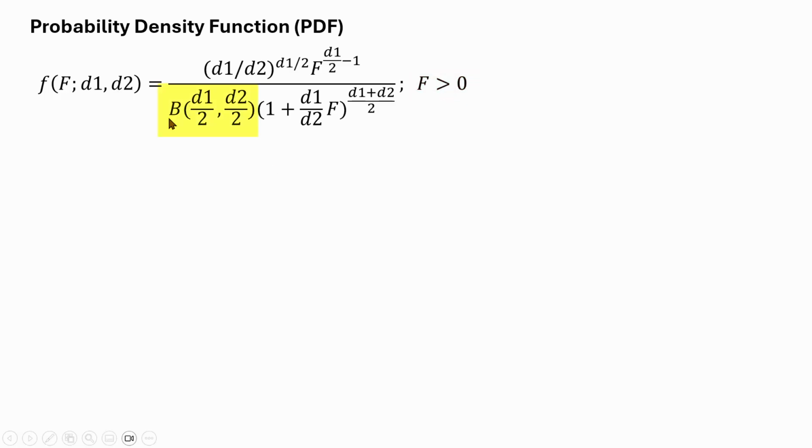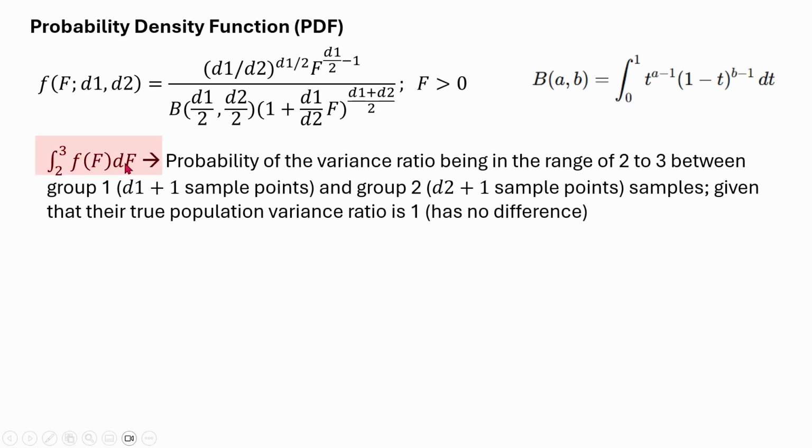Number two is this thing. It is called a beta function. So it looks something like this. So you can break this down into this formula. Now the question is, what does this formula represent? So when we say that this is the PDF of the F distribution, what does this physically mean? This is actually very, very important.